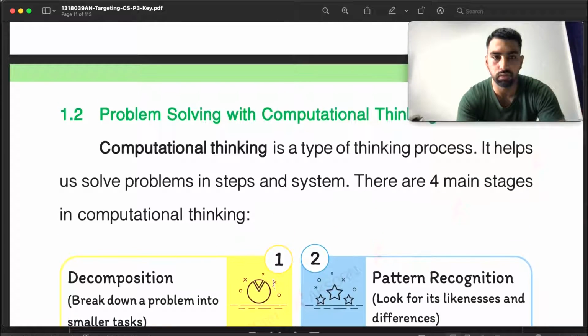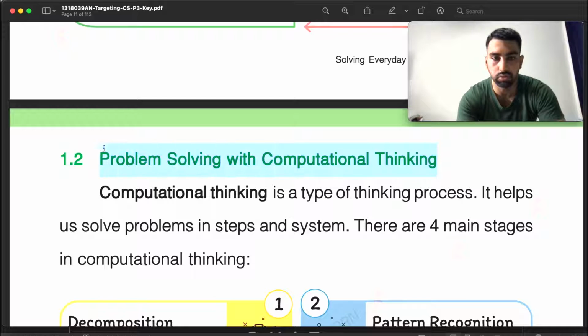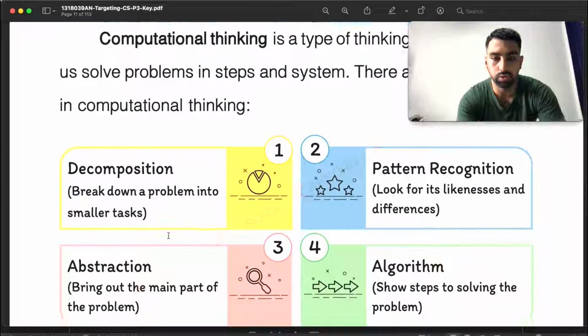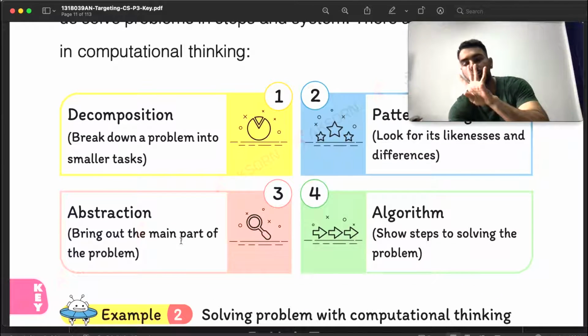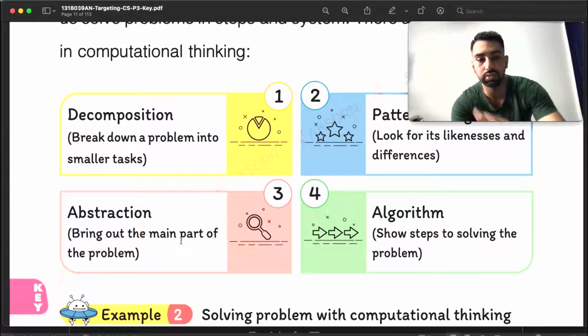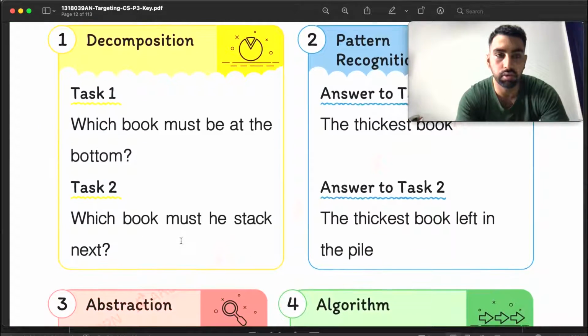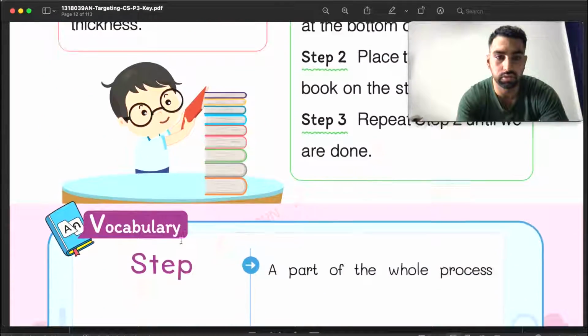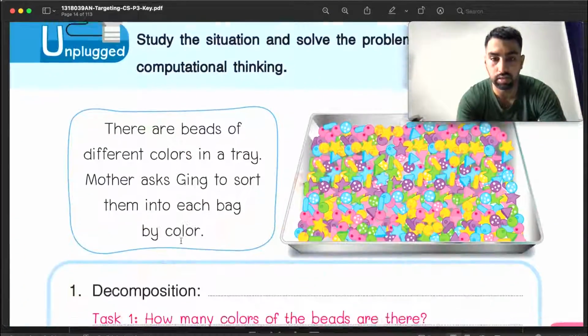And then the next one we had was solving problems with computational thinking. In computational thinking what we do is decomposition, number 2 pattern recognition, number 3 abstraction, number 4 algorithm. These are the 4 steps of solving the problem in computational thinking. The next one we had was studying decomposition, abstraction, algorithm, and then we had some activities to do. I hope you have done the activities.